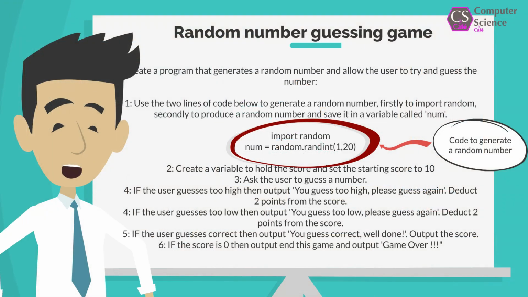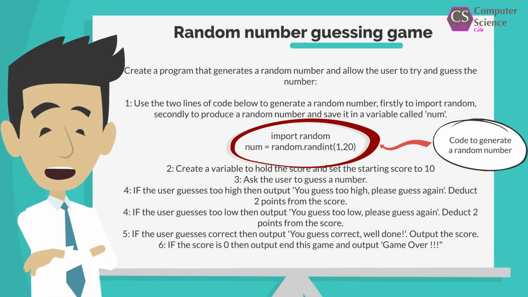Can you create a random number guessing game? Use Python to generate a random number with the code given here. Then create a score system. Then, while the score is greater than 0, allow the user to play the game.